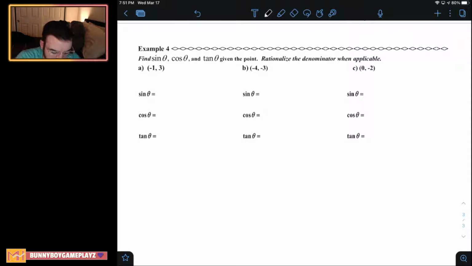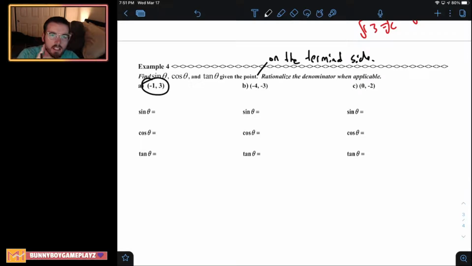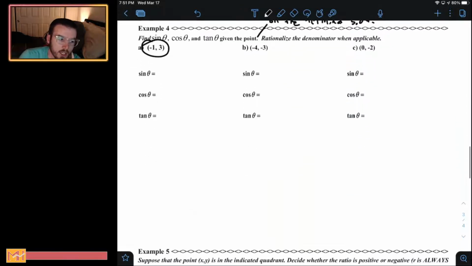So, find sine, cosine, and tangent of theta given the point. Rationalize the denominator when applicable. These questions are not written the best, I will admit. This is the given point on the terminal side, okay? Just like the questions above, but the numbers are a little nicer here. They're whole numbers as opposed to 2 root 3. So please remember that you don't need to plot it.